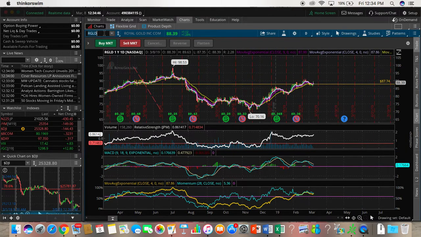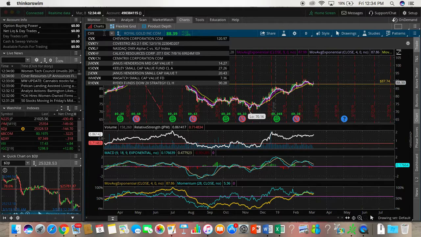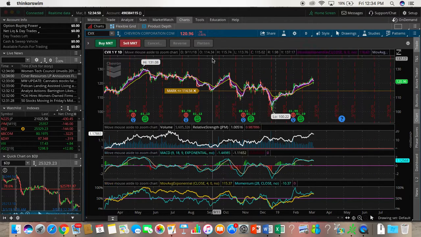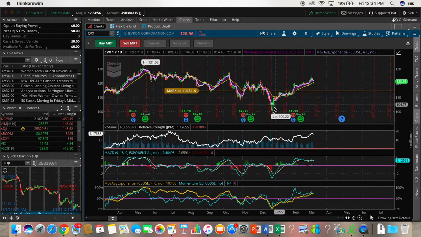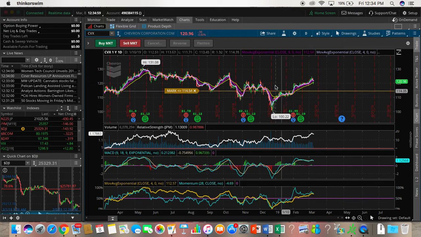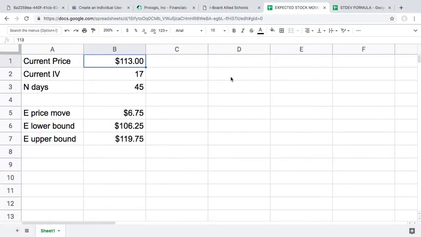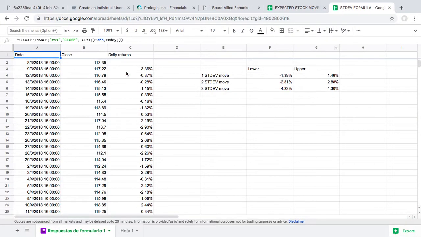So now that we have the right sector, we have picked our stocks. We have to know when to get in and when to get out. So we realized this was a good trade a little late because we should have gotten in right here, but we got in at 113. So we go to our standard deviation formula for CVX, we can expect a negative 1.4 and a positive 1.5% move each day.